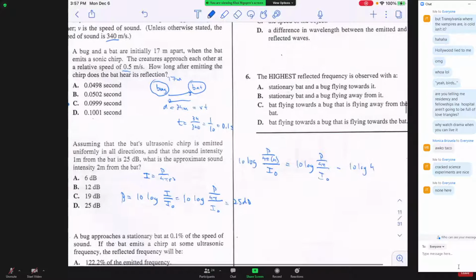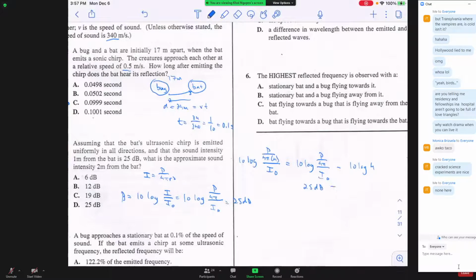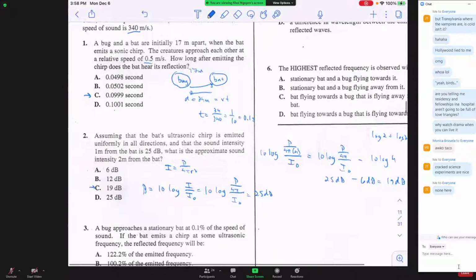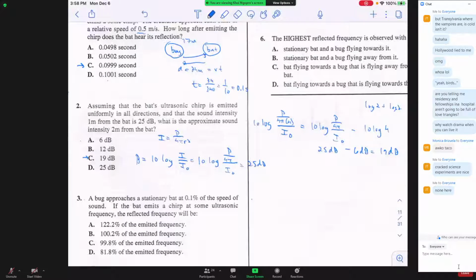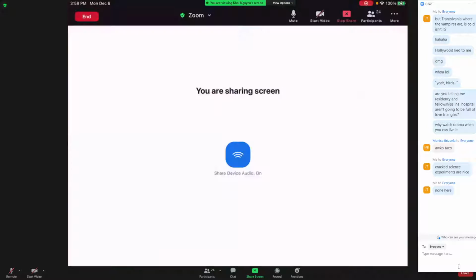So we know this is 25 decibels. Log of 4, well, that's log of 2 squared, so log of 2 plus log of 2, times 10. We know log of 2 times 10 is 3, so we're subtracting 6 decibels, giving us 19 decibels. Answer choice C. Okay, get comfortable with that for the questions you have for number 2. Number 3, a bug approaches a stationary bat. Any questions on those? Nope, good.